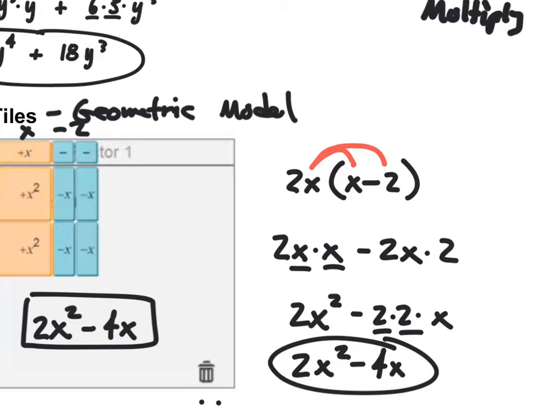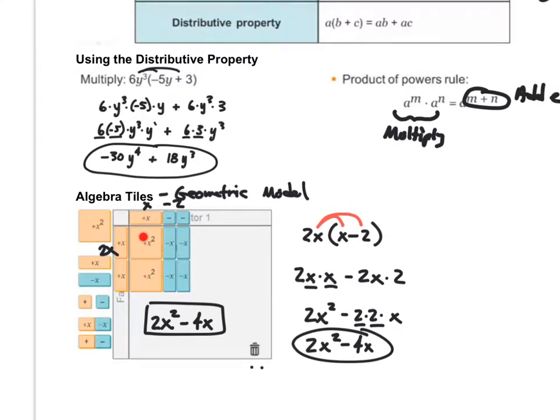answer. So we can do this, provided that you're given an algebraic or a geometric model like the algebra tiles, you can do it this way, or you can just simply do the algebra way. But you should be able to do both ways to make sure that you're getting the right thing. This is more of a visual representation of what you're doing, and this is the algebraic method.